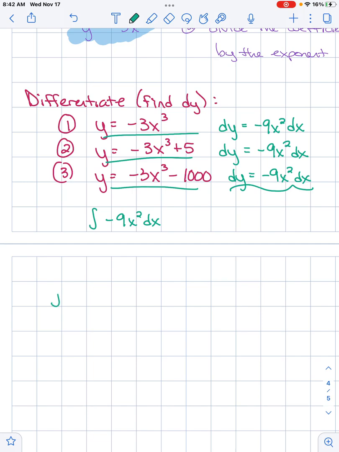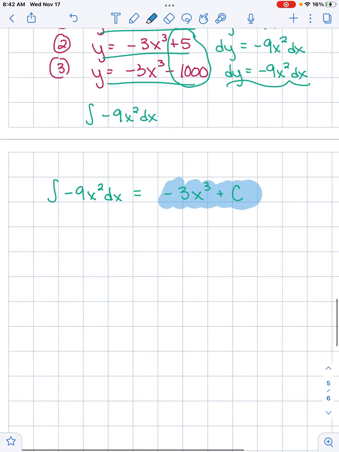So if we find the antiderivative of negative 9x squared dx, we know that for sure the polynomial part of this was negative 3x cubed. But there also could have been some constant tagging along on the end. So for any antiderivative you take, for any indefinite integral, we need to add that plus c. We need to account for the fact that the original function could have had a constant at the end of it.